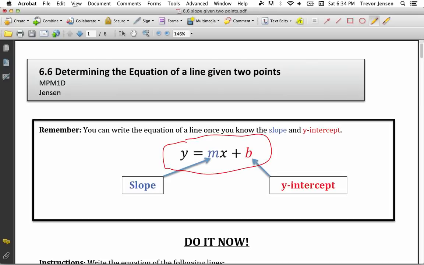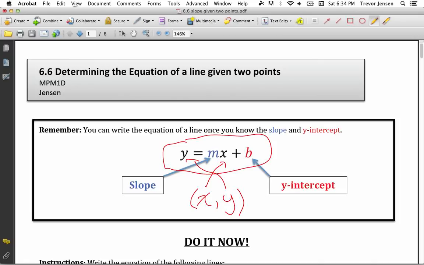And remember, when you find the equation of a line, that equation will define all of the points that make up the line. And remember, every point on a line has an x and a y coordinate. And every point on the line, their x and y coordinates will satisfy the equation of the line. That's why we have an x and a y in the equation of a line.